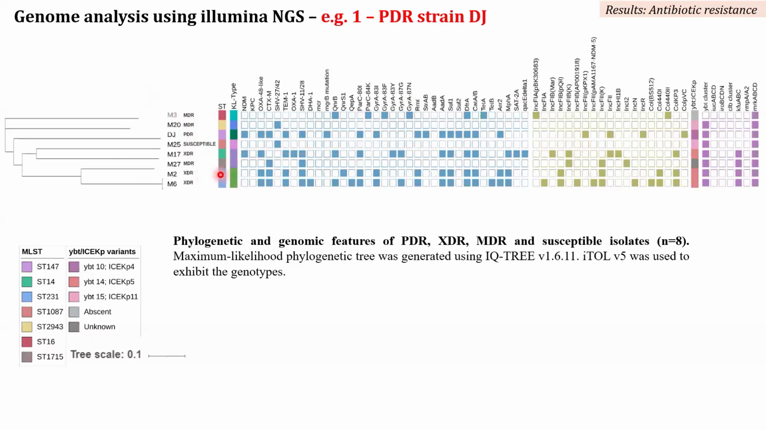So you can nicely correlate that the susceptible ones do not have all these genes, but the resistant and the PDR ones have all these genes. Also, we tried to put in all the plasmids. All the green boxes over here are the plasmid replicons, and all the purple ones are the virulence genes. So in one image, we can get entire information about all the AMR genes, which are in blue, the plasmid information, which is in green, and the virulence information, which is in purple.